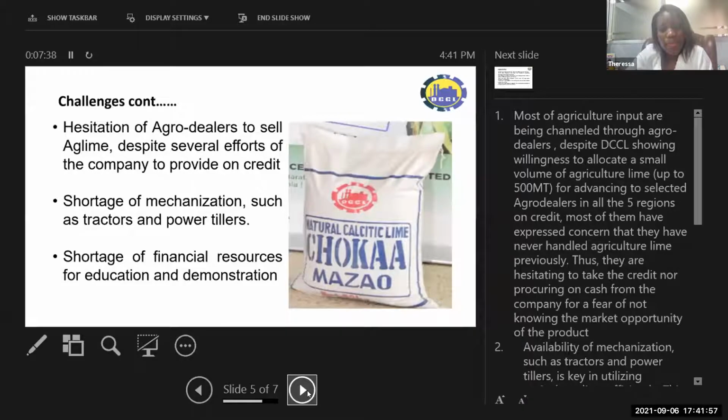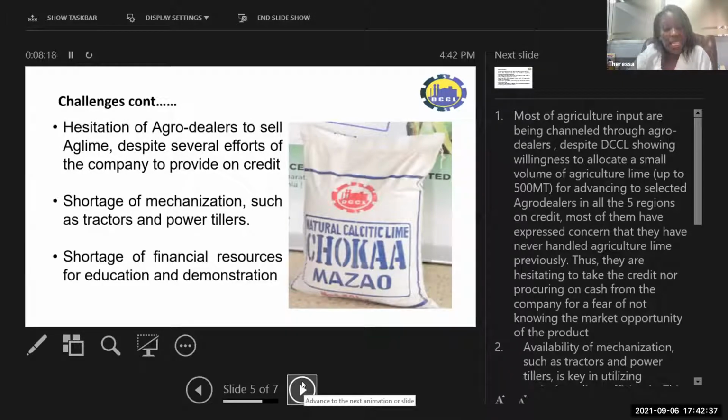But despite Dodoma Cement showing its willingness to provide a certain amount of lime to agro dealers to go and test our product in the market, most of the agro dealers were hesitant. Why? Because they say that they had limited knowledge of agricultural lime, and they were not sure that they'd get clients. So even if Dodoma Cement wanted to give it to them on credit, or even without credit, so that at least they have our product in their shop, they were very hesitant to accept.